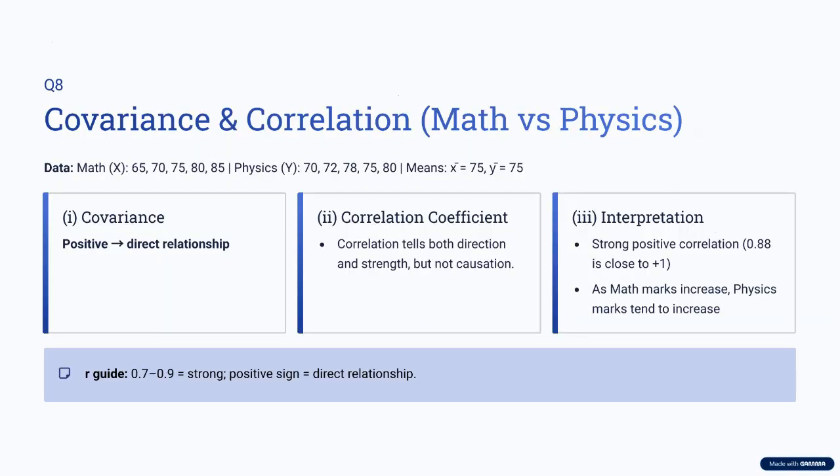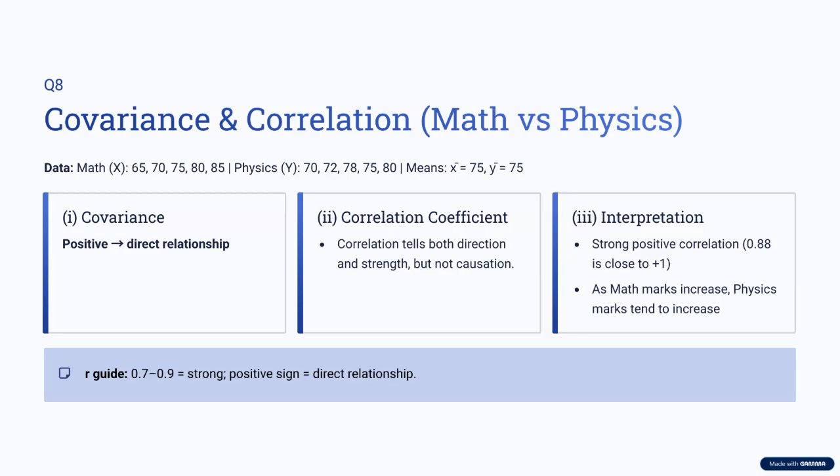We often want to know if two variables are related. For example, do students who score high in mathematics also score high in physics? Covariance and correlation give us the answer. Consider the given data. Calculate means x, y, which results 75. Part I. Covariance. Covariance measures the direction of the relationship, positive or negative. As per the formula, the covariance is calculated as 23.